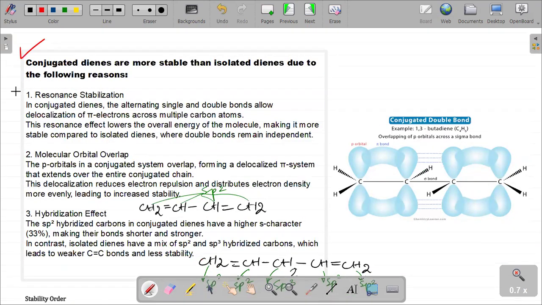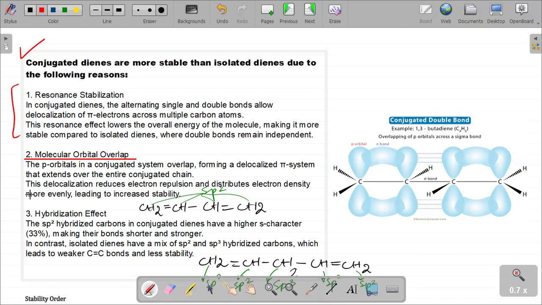The first reason we already studied in the last slide, that is the resonance stabilization of the resonance theory. The second reason is the molecular orbital overlapping, right? The p orbitals in a conjugated system overlap. Like this is the conjugated system, this is the conjugated double bond. So here the p orbitals in the conjugated system overlap, forming a delocalized pi system that extends over the entire conjugated chain. This delocalization reduces the electronic repulsion and distributes the electronic density more evenly, leading to increased stability. This is the second reason.